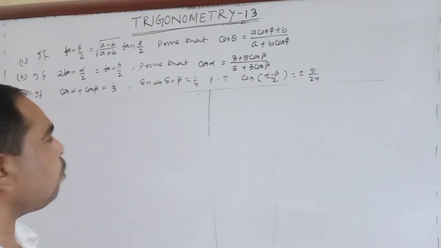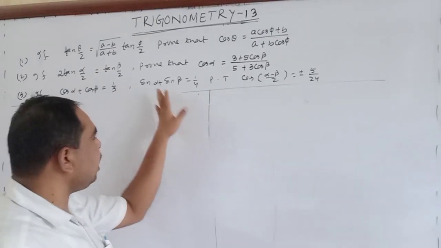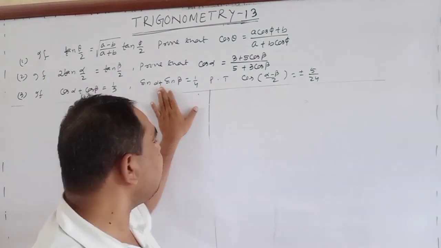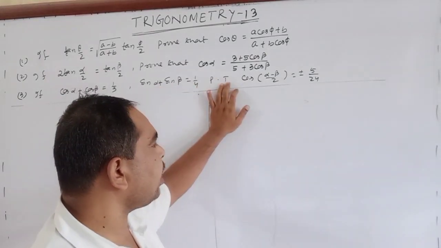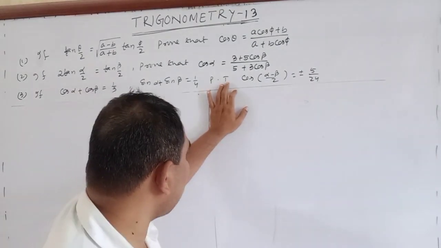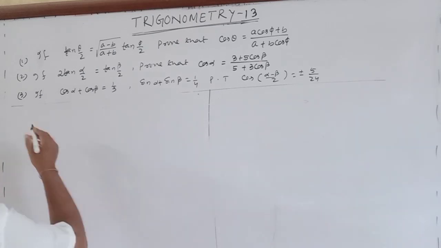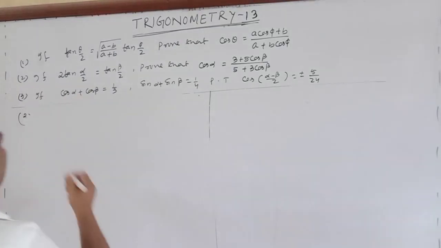Next, question number 3. Given cos alpha plus cos beta is equal to 1 by 3 and sin alpha plus sin beta is equal to 1 by 4, then prove that cos of (alpha minus beta) by 2 is equal to plus or minus 5 by 24.